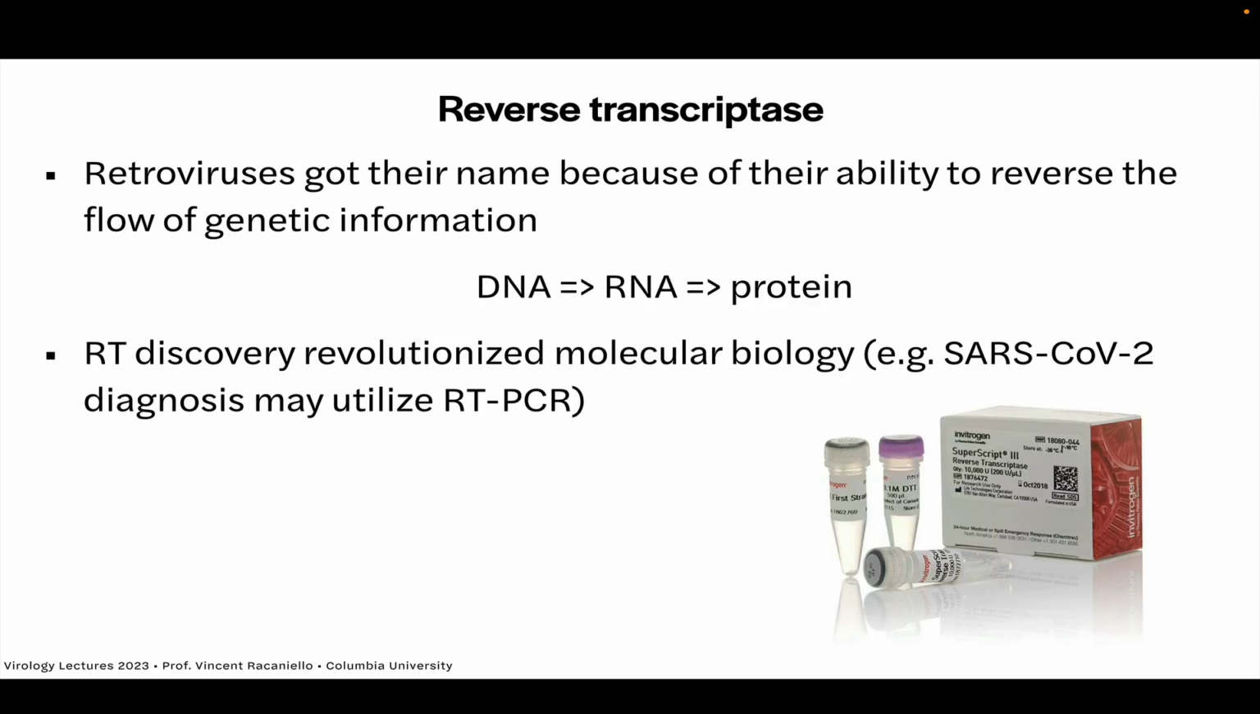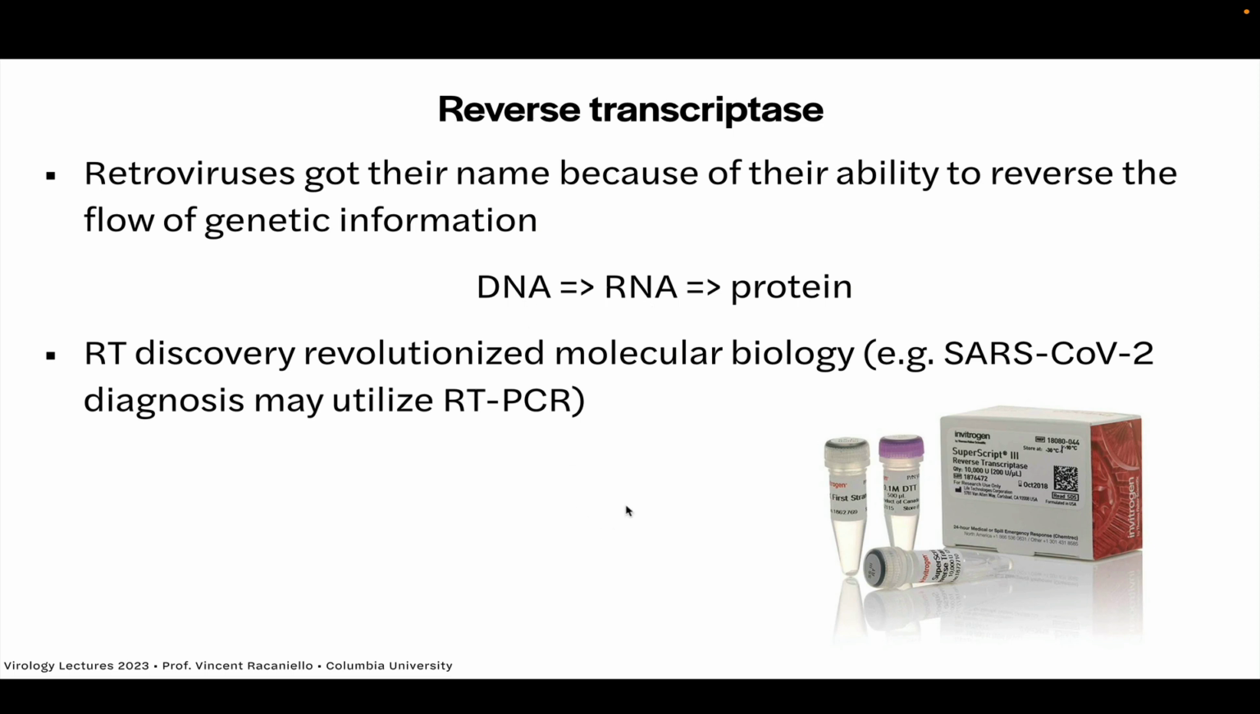The enzyme that copies RNA to DNA is called reverse transcriptase. In fact, retroviruses got their name from their ability to reverse the flow of genetic information. Normally, we think of DNA flowing to RNA, flowing to protein, but of course, reverse transcriptase copies RNA to DNA.